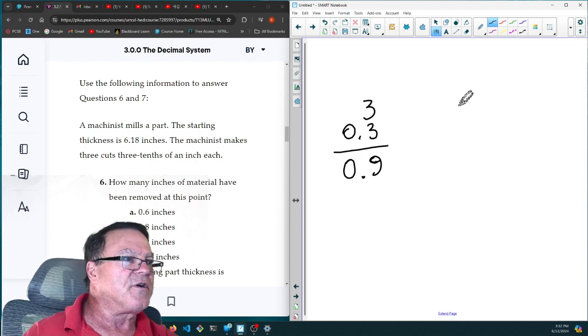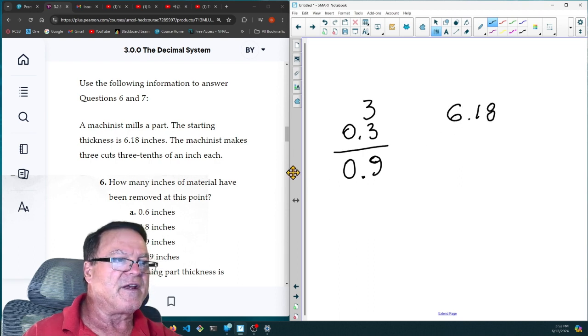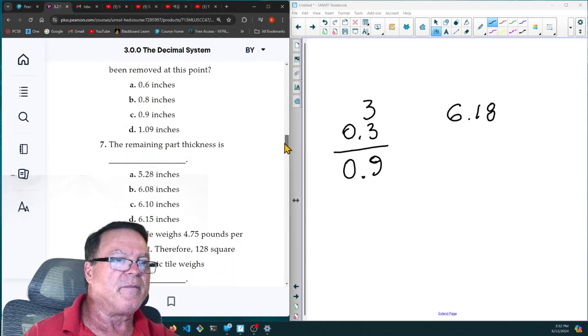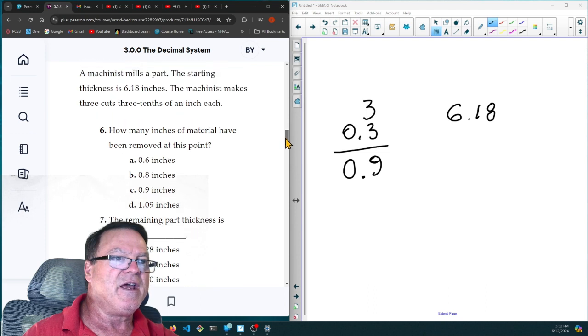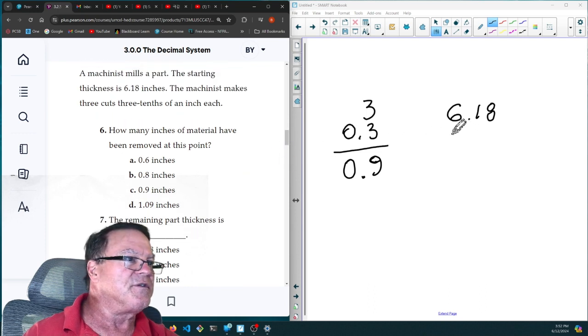So we started with a piece that was 6.18 inches thick. Now they're saying to us on number 7, the remaining part thickness is how many inches? And we removed 0.9.